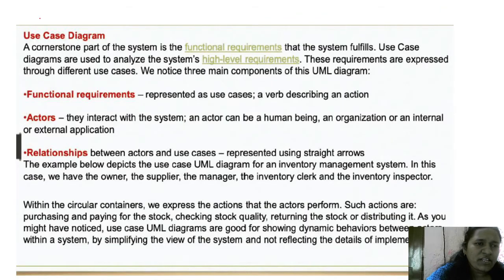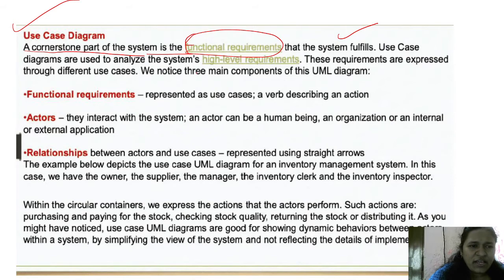Then we will see what is a use case diagram. A cornerstone part of the system is the functional requirements. Mainly the use case diagram will tell us what functional requirements the system fulfills. Use case diagrams are used to analyze the system's high level requirements. These requirements are expressed through different use cases. Okay, what are the functional requirements? We will represent them using use cases.